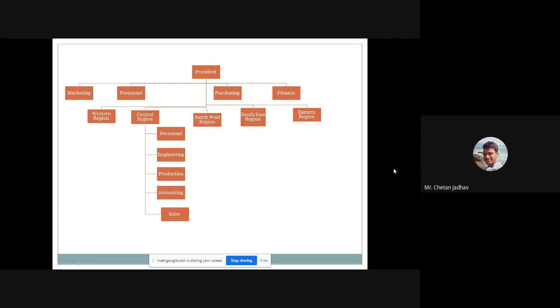The president will collect the day-to-day report from the western region, central region, southwest region, southeast region, and eastern region. Okay, so he will understand all the daily reports from each and every region. And according to those daily reports, whether all the regions are on the correct path or not, they will decide the further course of action.